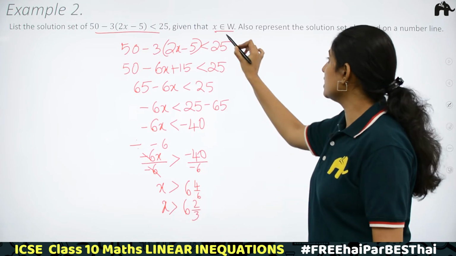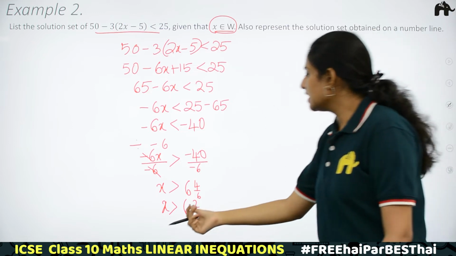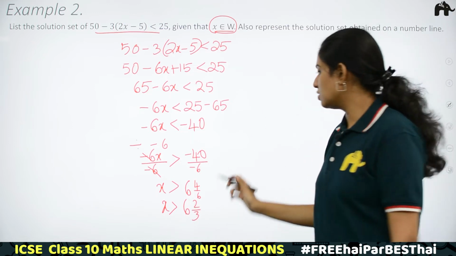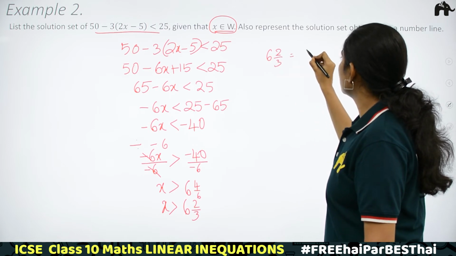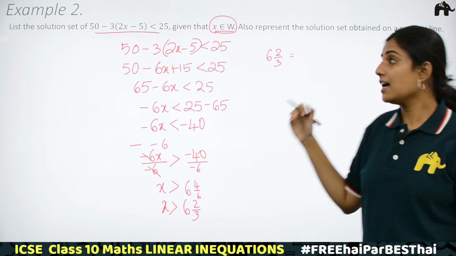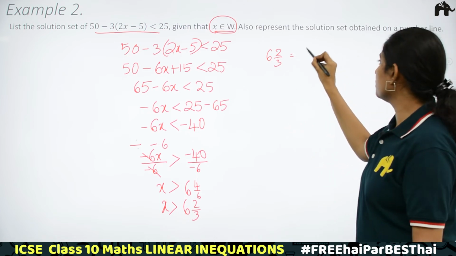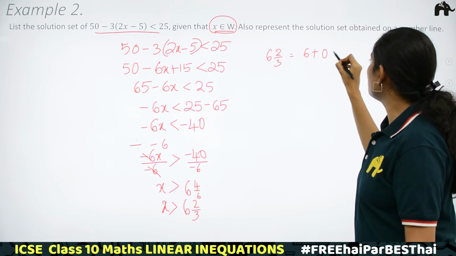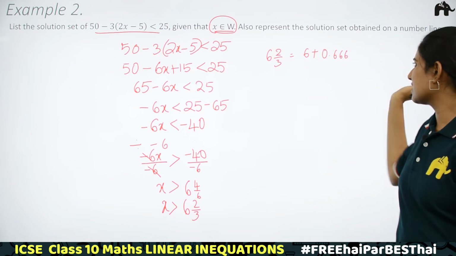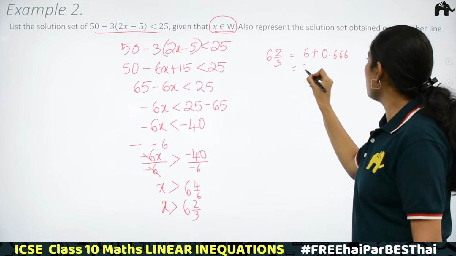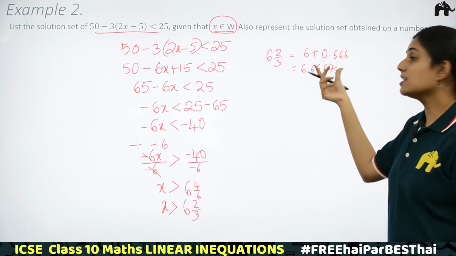But there is another condition, which is x should be a whole number. 6 2 by 3 is not a whole number. 2 by 3 is a fraction. It will be equal to 6 plus 0.666, it goes on. That is 6.6667. Now, this is not a whole number.